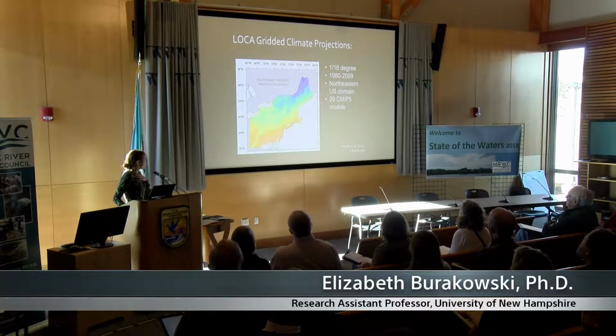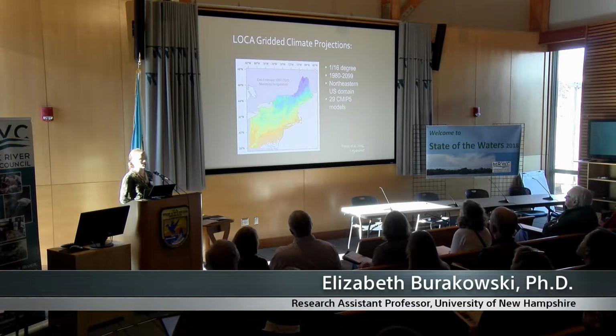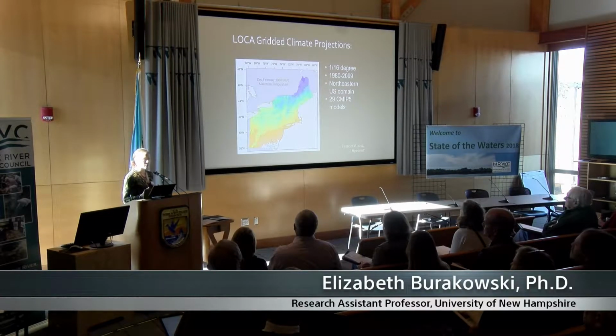So let's go a little bit into the details of the data. This is 1/16th degree, which ends up being about 4-kilometer data for the entire northeastern US domain. We have 29 different models, so it's called an ensemble. That's just fancy speak for having multiple models. We're not relying on one, we're relying on 29 of them. And by using 29 different models, you have a variety of different ways of approaching the physics in the climate system and also the sensitivity.